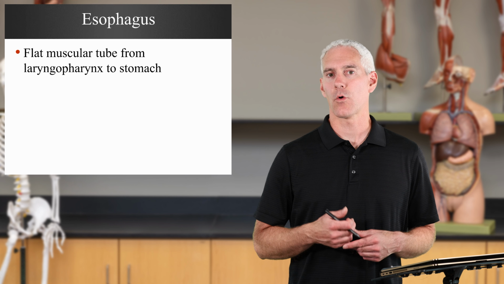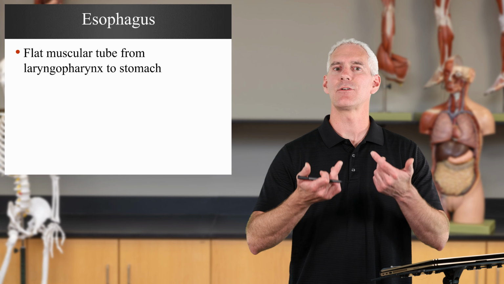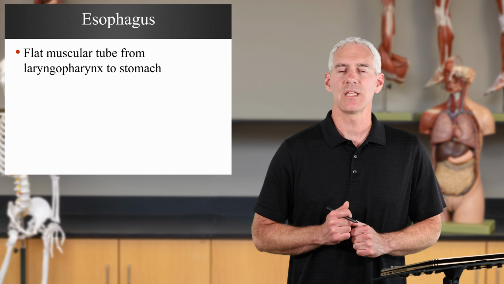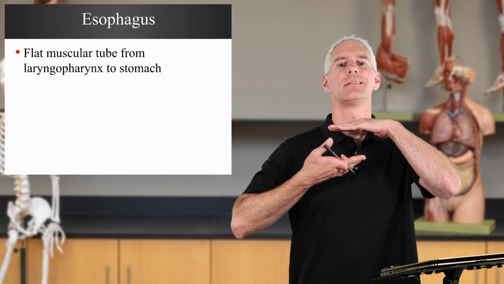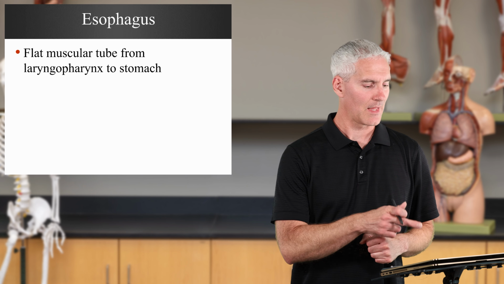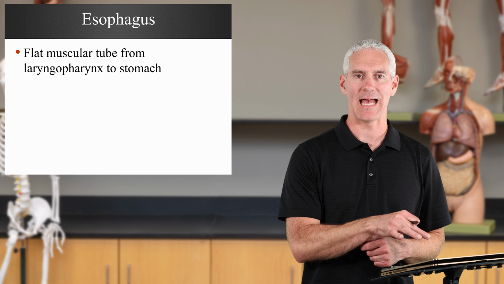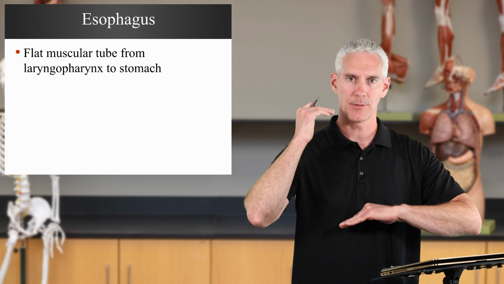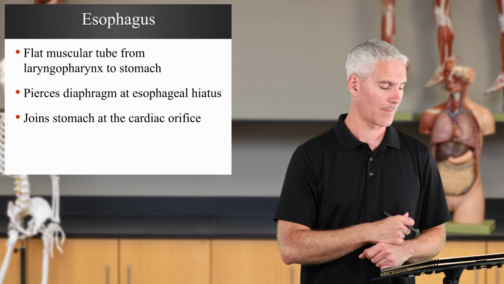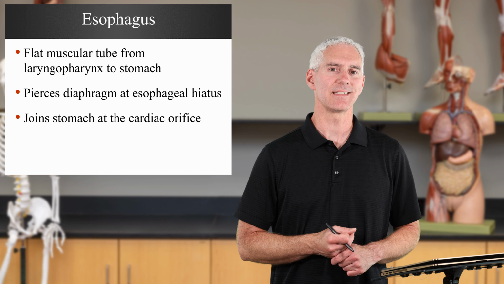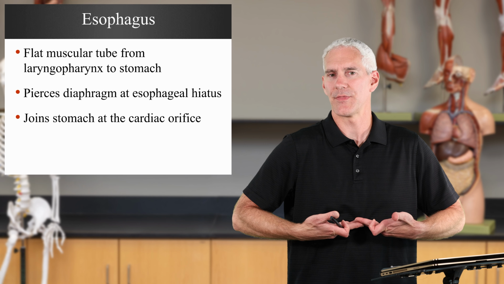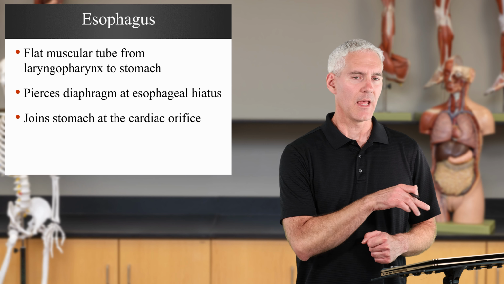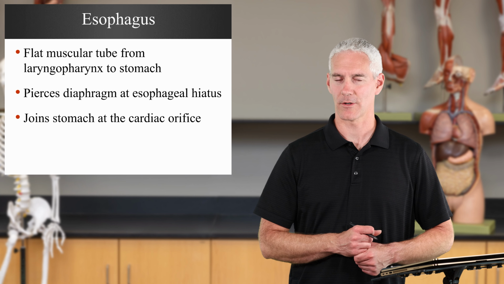Now from the oropharynx to the laryngopharynx, we go down to the esophagus. The esophagus is the muscular tubing that goes from the pharynx up top down to the stomach below. It literally is just a passage for food from point A to point B. That's all it's doing. It's going to pierce the diaphragm at the esophageal hiatus. It's kind of a structural point there that allows it to go through. It joins the stomach at the cardiac orifice.